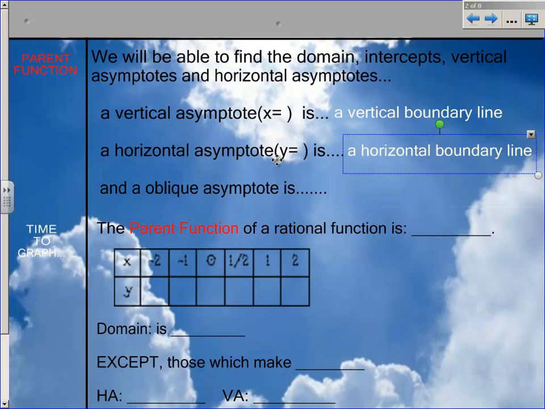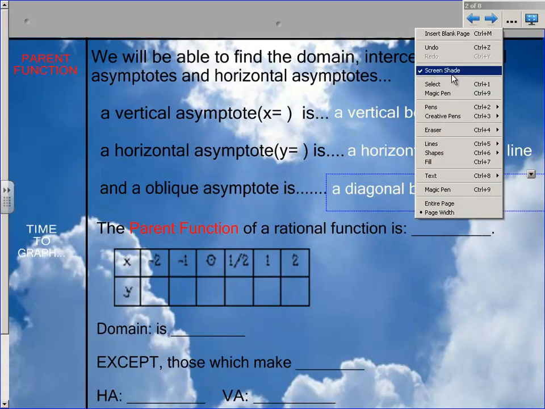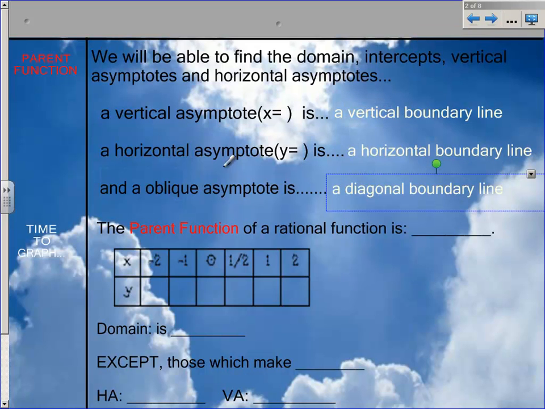That's okay. An oblique asymptote is sometimes also called a slant asymptote. And that's a diagonal boundary line. And again, it's okay to cross those. We just cannot cross vertical asymptotes.